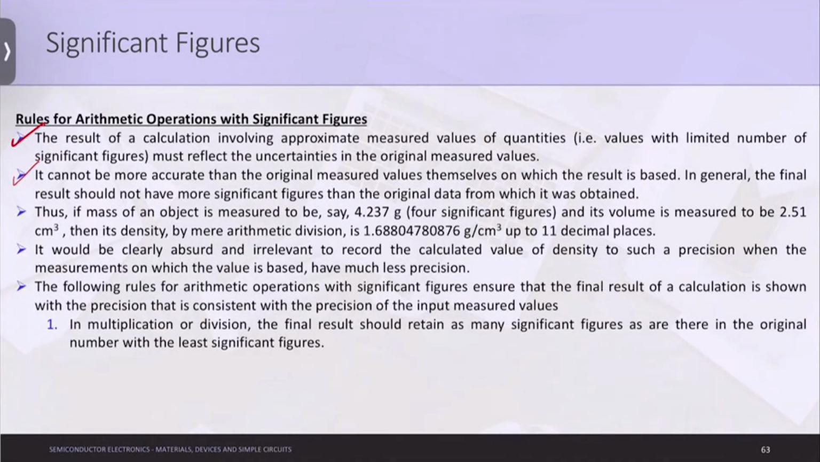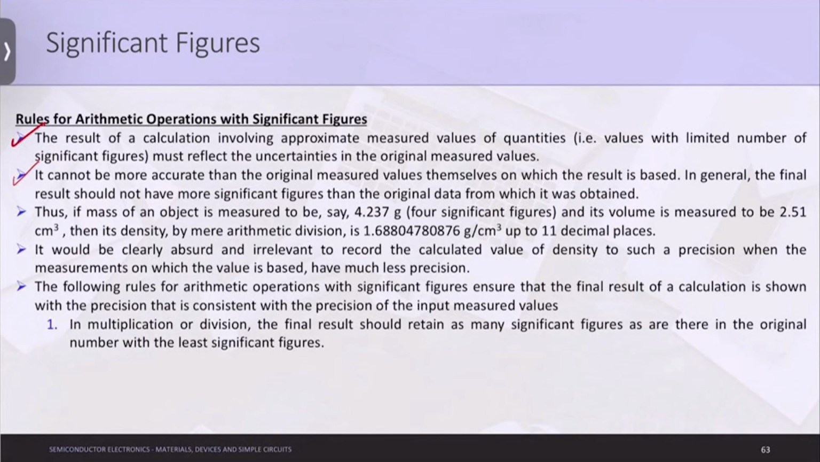If the values are of much less precision, how can you be so sure that the digits after 2-3 significant digits are correct? If the least number of significant figures you have is in the volume, 2.51 centimeter cube, which is 3, then how can you be sure that the numbers coming after 3 significant digits would be correct? Let us say the answer is certain up to 11 decimal places. What does it mean? It means that the volume is 2.51000000 till 11 places, and the mass is similarly 4.2370000 till 11 places, right? But that is not the case.